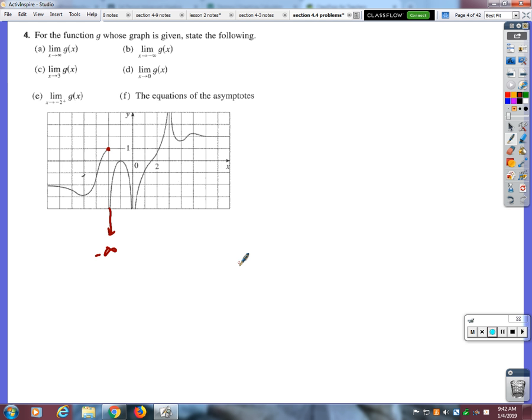Okay, so in this case, Shaden is right and Katie is wrong. You only need either a left hand or right hand limit for there to be a vertical asymptote.